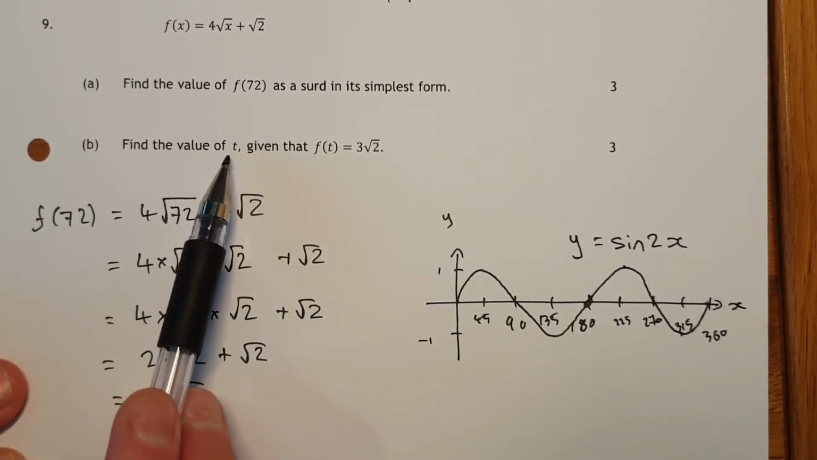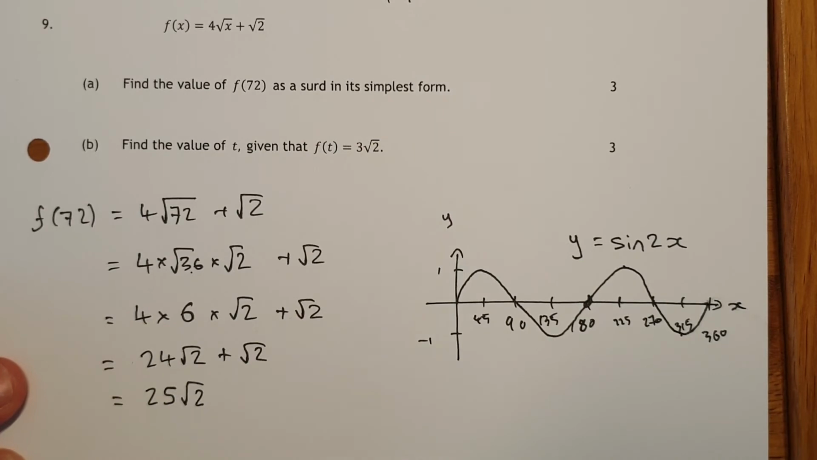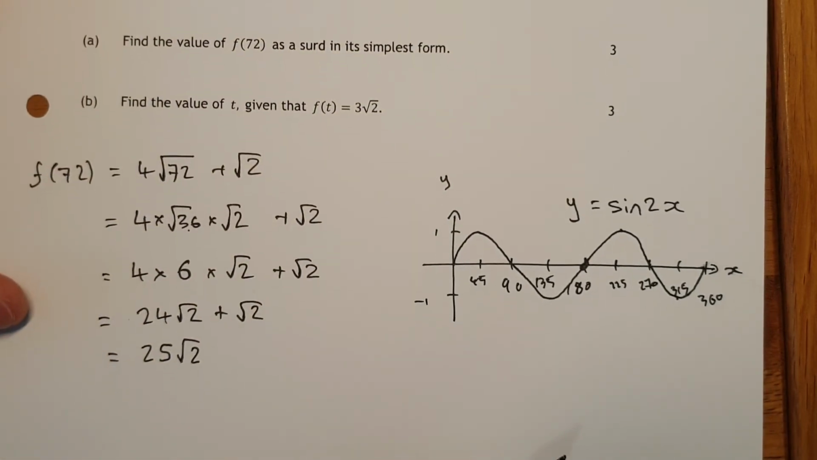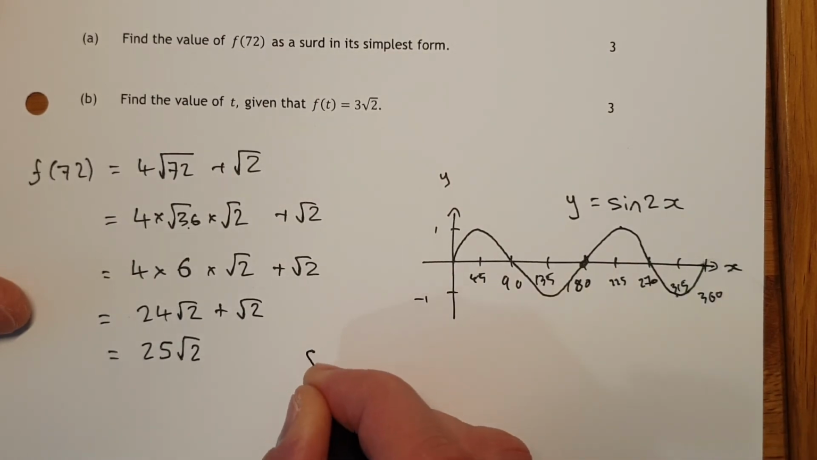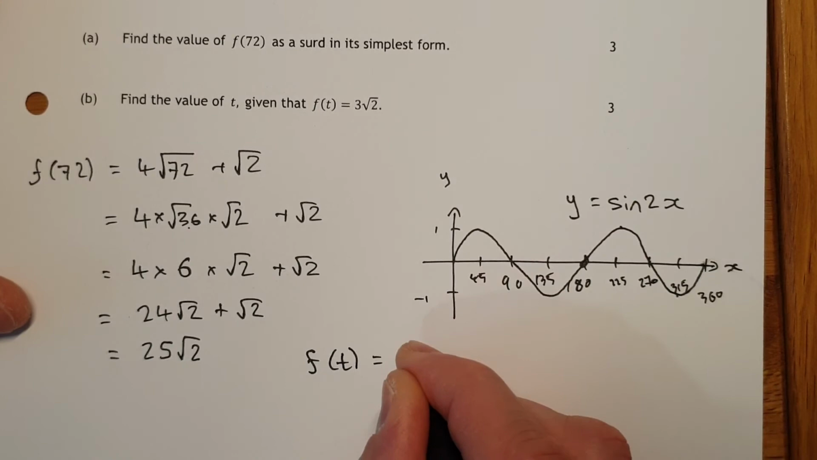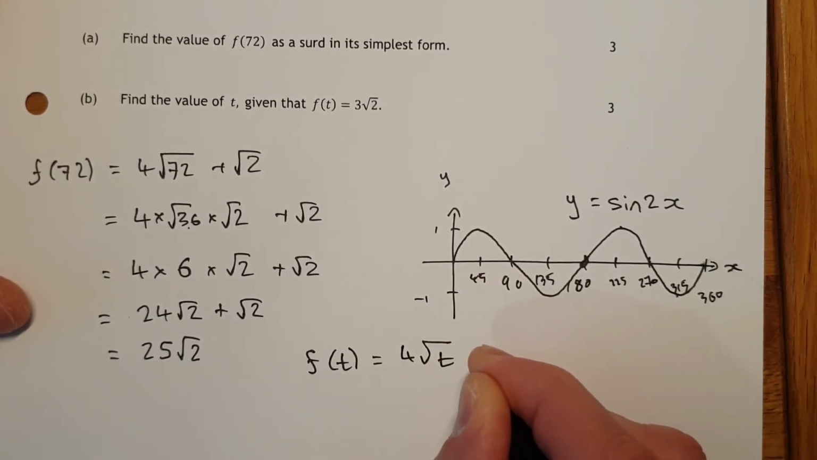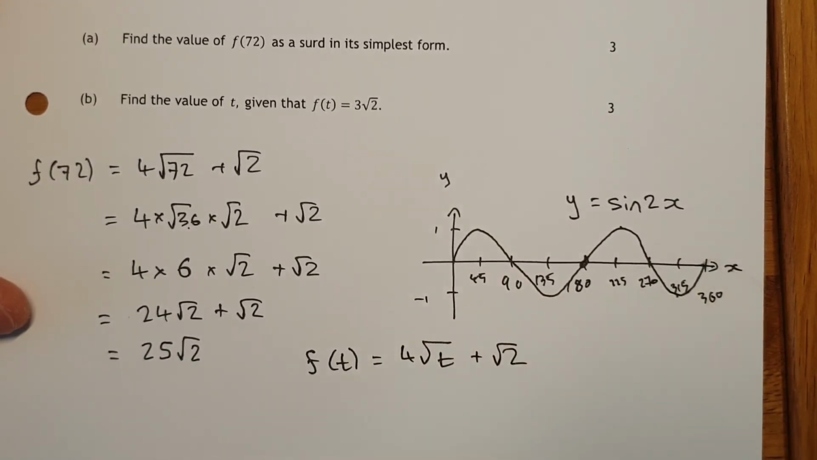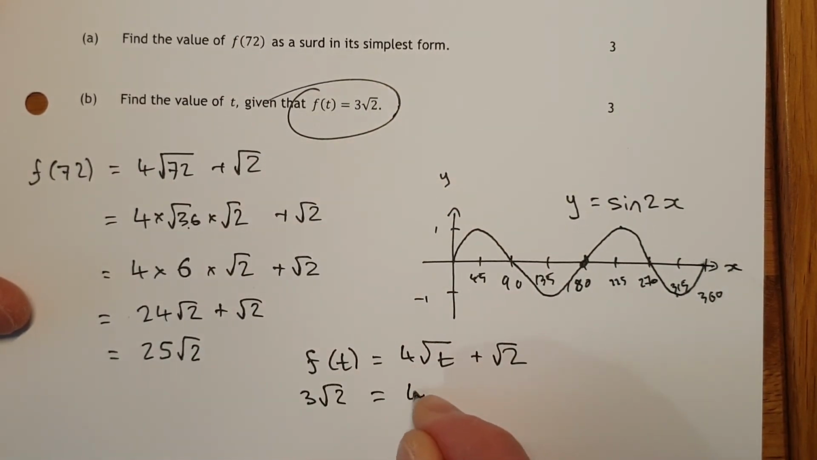We've then got to find the value of t, given that f of t is equal to 3 root 2. So we're going to start with our function again, and we're going to change all the x's into t's. So f of x is going to be f of t, and it's 4 root x, so it's going to be 4 root t plus root 2. Now it tells us that f of t is equal to 3 root 2. So 3 root 2 equals 4 root t plus root 2, and we've got to find out what t is.